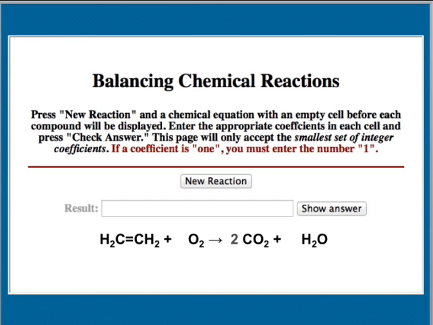Start off this way, 2 carbons. That's going to give us 4 hydrogens. Now to make the oxygens work, we need 1, 2, 3, 4, or another 2, 1, 2, 3, 4, 5, 6. So we need a 3 in this spot. Let's do one more.